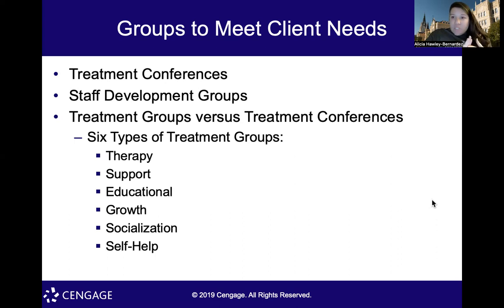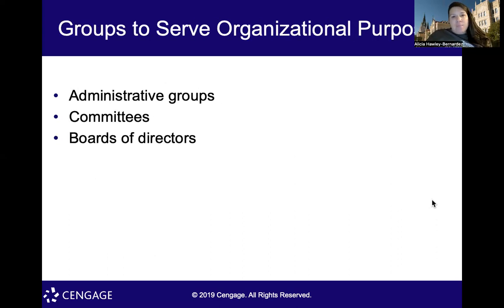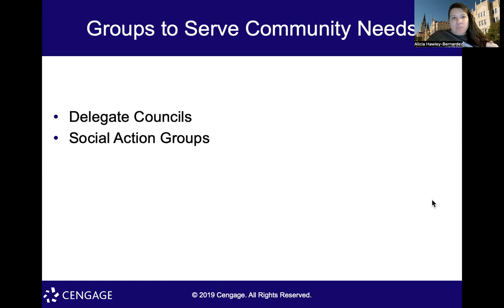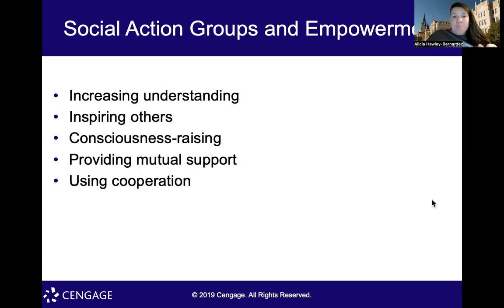We would also have a parenting group, which again was the educational aspect of the group. But then we would also have support groups, where we were learning and growing and supporting each other throughout the process. There are also different types of groups to serve organizational purposes. So you might have administrative groups, different committees, certainly a board of directors, and groups to serve community needs. These might be councils, or any type of social action groups that exist within a community.